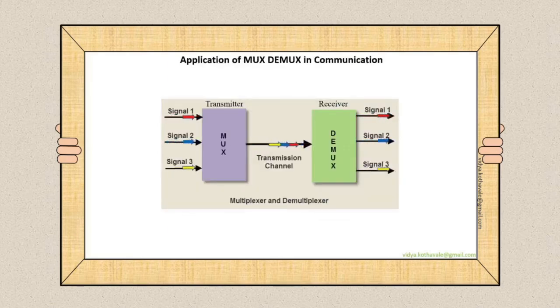Application of MUX/DMUX in communication. When there are n number of signals to be transmitted over a single communication channel to a far off place, then at the transmitter, the MUX plays its role by combining the signals and transmitting over a single communication channel, and at the receiver, the demultiplexer plays its role by retrieving the original signals back in their original form.